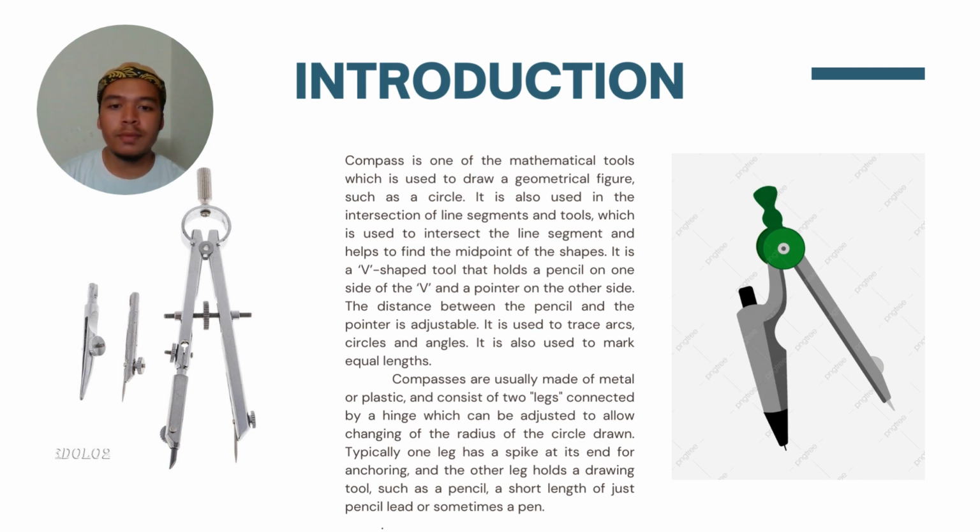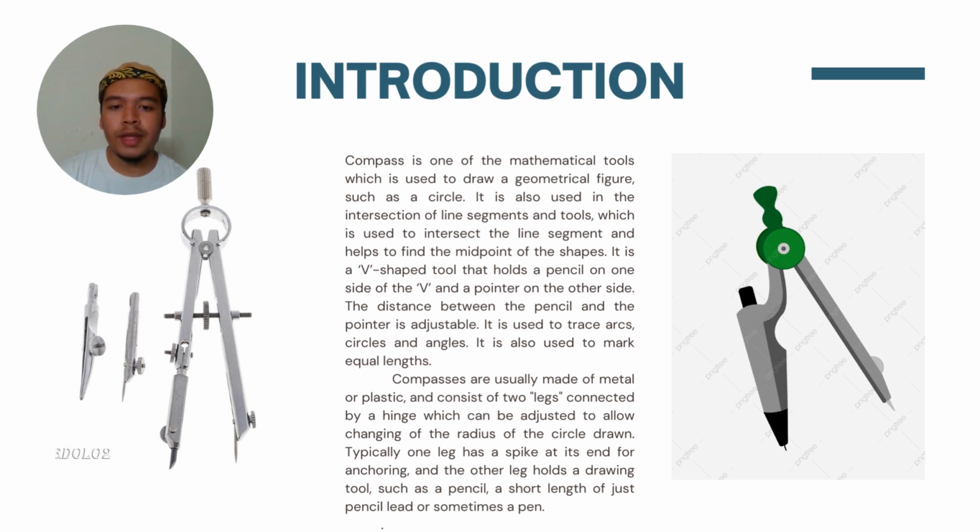It is a V-shaped tool that holds a pencil on one side of the V and a pointer on the other side. The distance between the pencil and the pointer is adjustable. It is used to trace arcs, circles, and angles. It is also used to mark equal lengths.